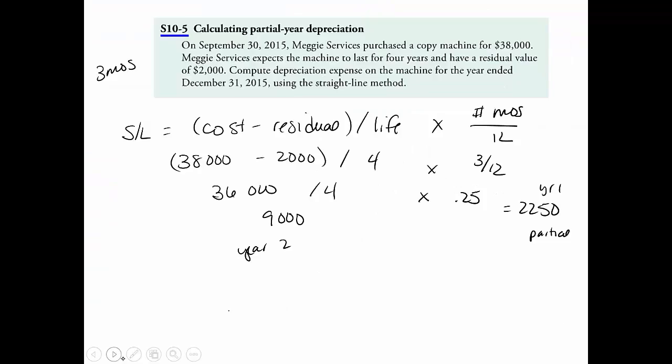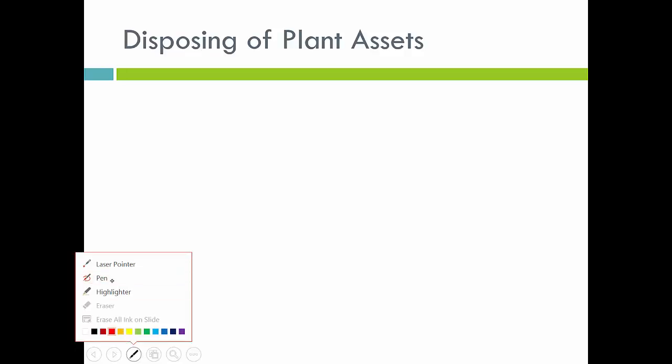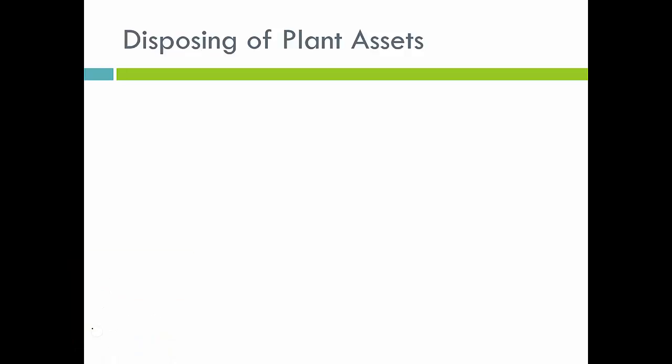Okay, so now I want to pick up here with disposing of plant assets, kind of the third part of that chapter. The first part being what's included in the cost, and the second part being depreciation. So this is when the asset wears out or just reaches the end of its useful life, for whatever reason. I can't use it anymore. The car can't run anymore. The equipment is no longer functioning.